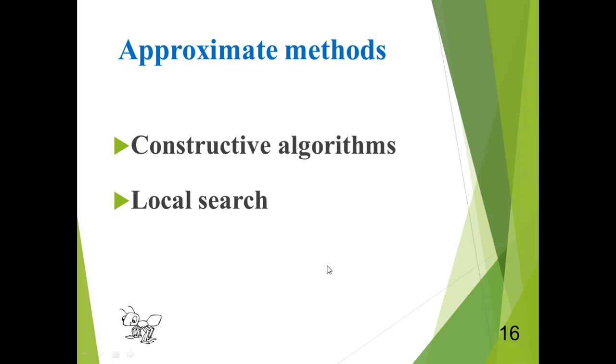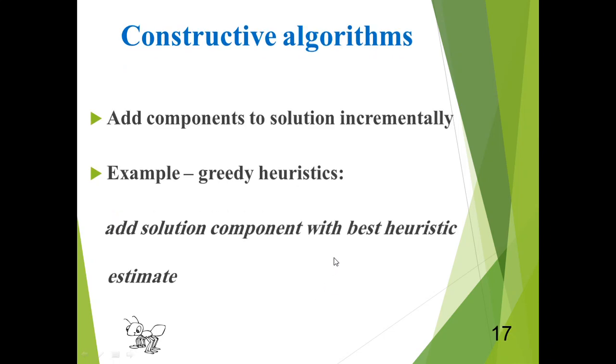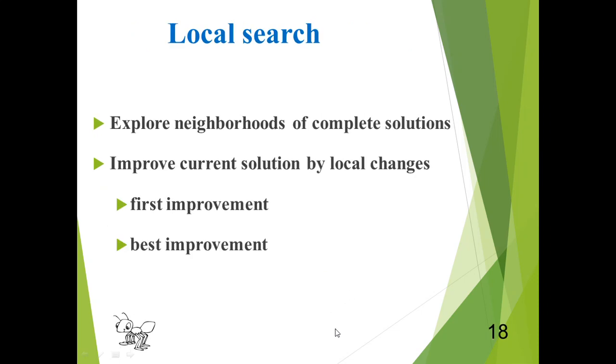The first one is the constructive algorithm, which adds components to the solution incrementally. Example, greedy heuristic: add solution components with the best heuristic estimate. And the second one, local search, explores neighborhoods of a complete solution and improves the current solution by local changes: first improvement, best improvement.